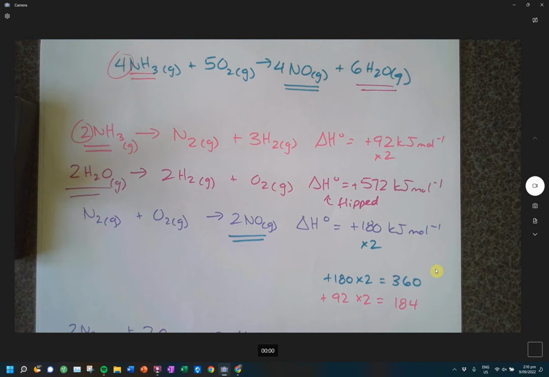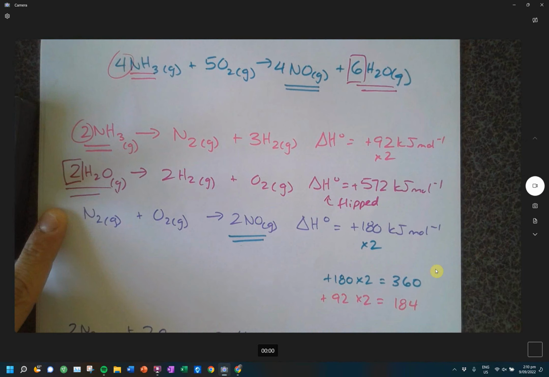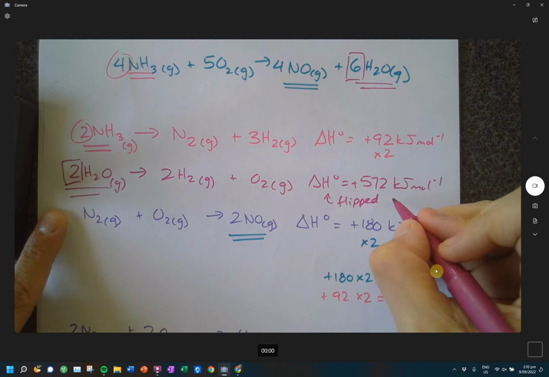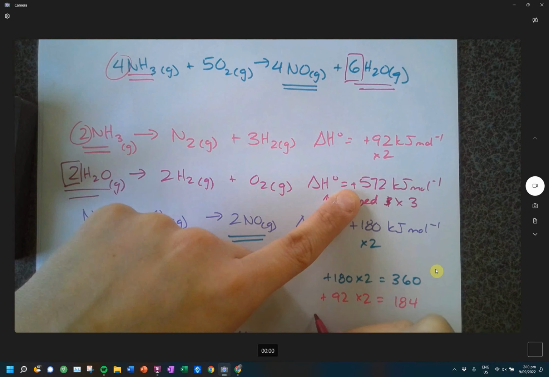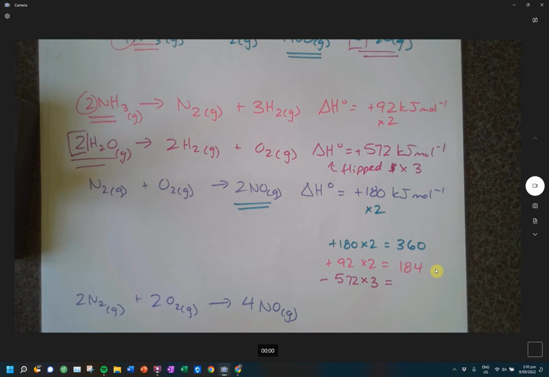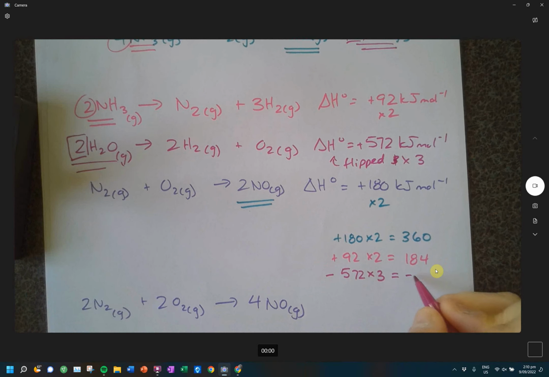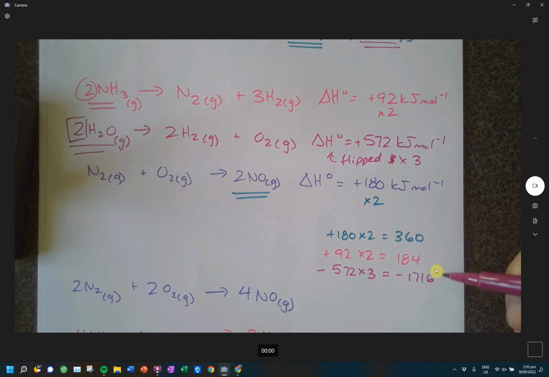The other thing is I check the coefficient in front. That's a 2 and that's a 6. So what should I be multiplying it by? Yeah, flip and times by 3. So if I flip that, that should now be a negative 572, and I multiply it by 3. So again, if you're being lazy and you don't want to double check yourself, you can just do this math and write down what you're doing. So these are my 3 equations and how I manipulated them together. And then I can figure out my final answer there.